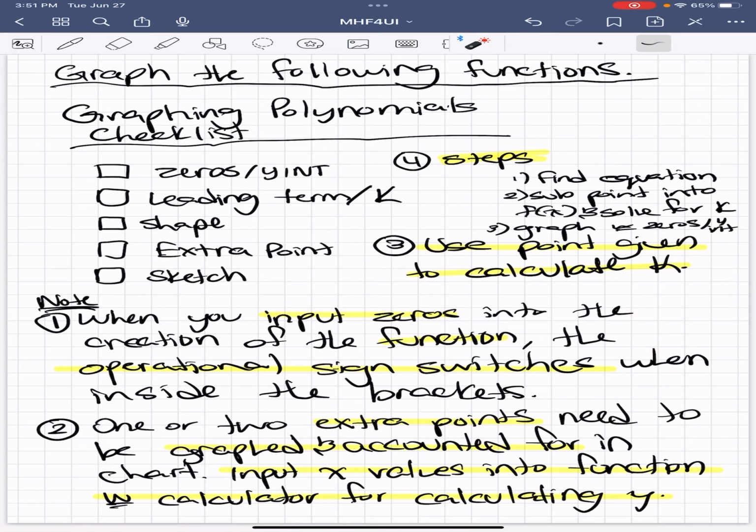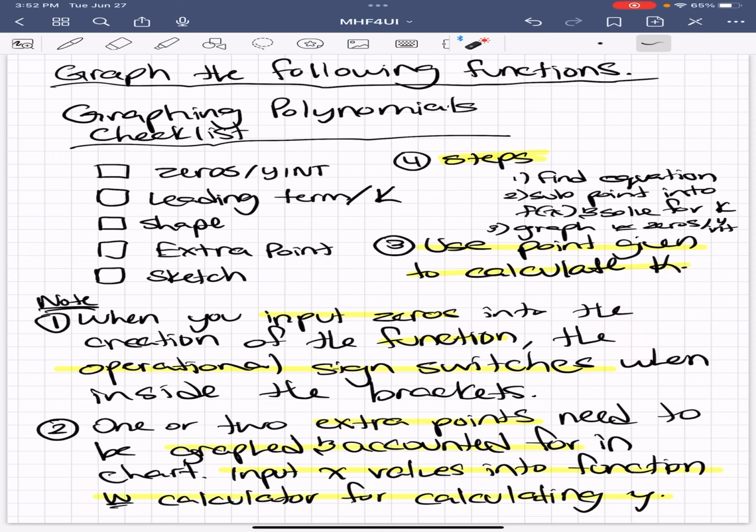So let's read that one more time. When you input zeros into the function, the operational sign switches when inside the bracket. So if it's negative 5, it's going to be positive 5, x plus 5. If negative 5 was your zero, you would input it into the function as x plus 5.